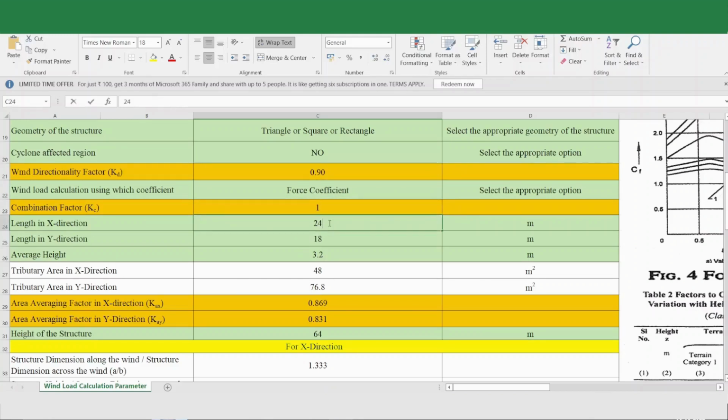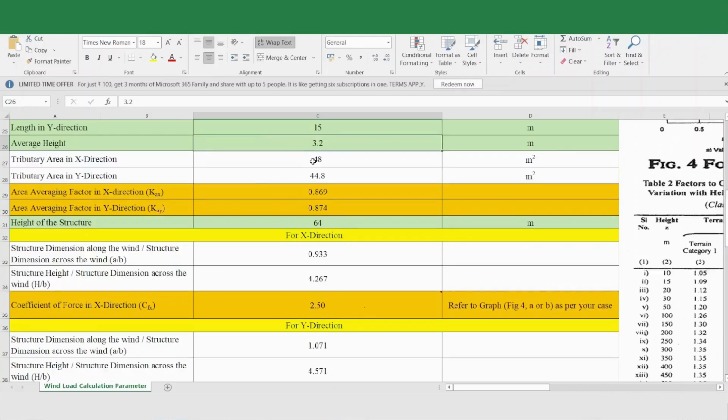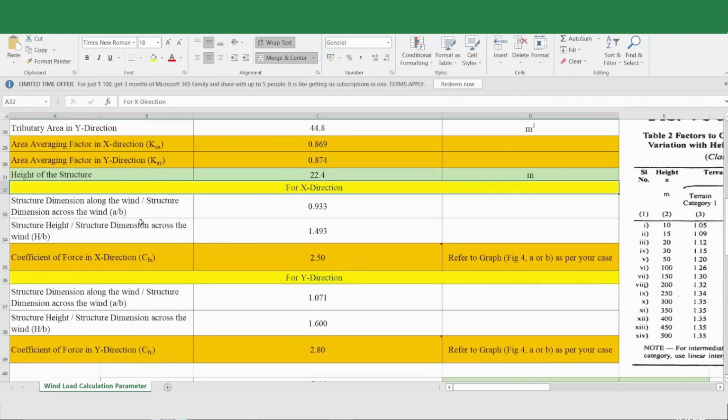In x direction our length is 14 meters. In y direction it is 15. The height is 3.2 meters. So it automatically gives us the tributary area in x and y direction, and accordingly it calculates the area averaging factor in x and y direction. The height of the structure is 22.4 meters. It gives us the value of A by B and H by B, that is 0.93 and 1.4.